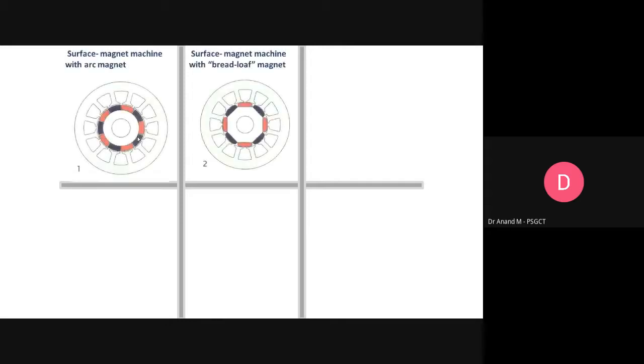The second one, the same SPM, maybe we can think about a breadloaf type of magnet, where you could see some tapering along the edges of the magnet. And this tapering, no doubt, will be introducing a higher reluctance between the stator and rotor in the air gap. But again, it should be considered as a designer's choice.